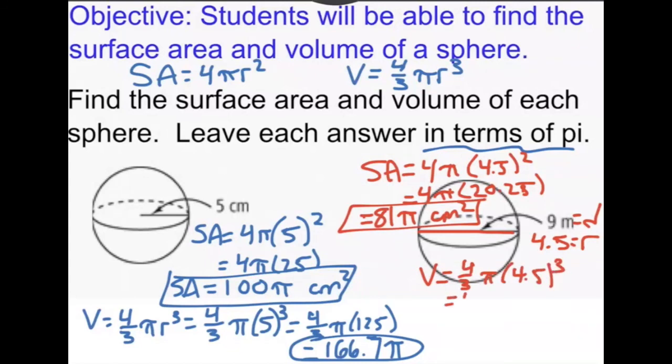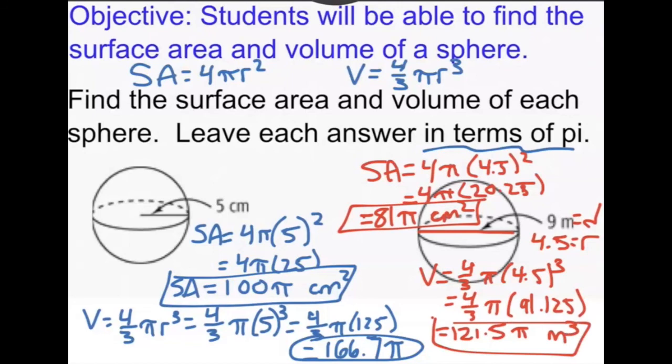Volume is 4/3 pi times 4.5 cubed. So that's equal to 4/3 pi times 91.125. And if we multiply 91.125 times 4/3, we get 121.5 times pi. This is in cubic meters. Oh, I see up here I have a mistake too. It's just square meters instead of cubic meters.